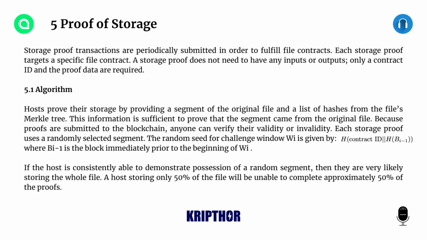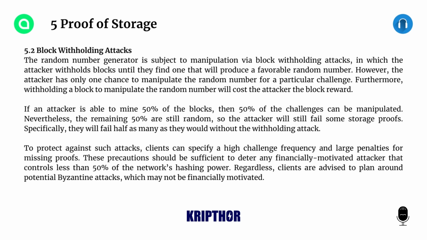The random seed for challenge window WI is given by, whereby 1 is the block immediately prior to the beginning of WI. If the host is consistently able to demonstrate possession of a random segment, then they are very likely storing the whole file. A host storing only 50% of the file will be unable to complete approximately 50% of the proofs.